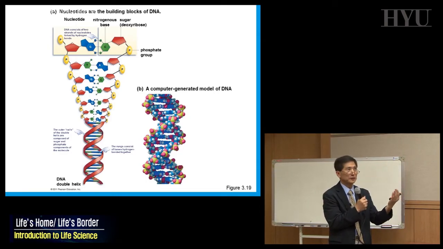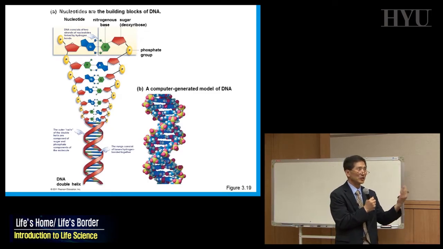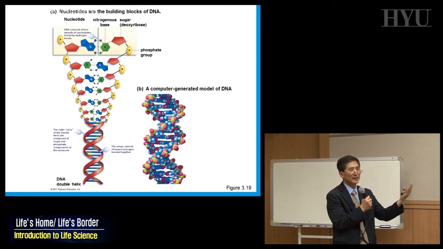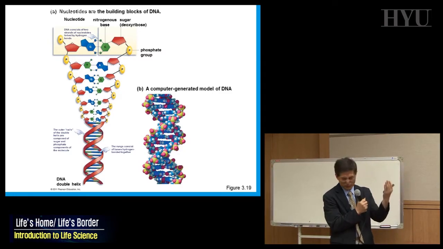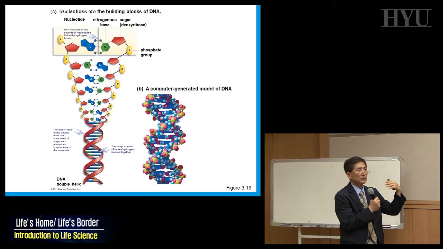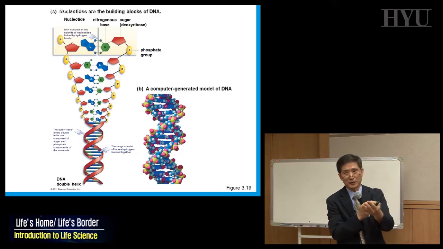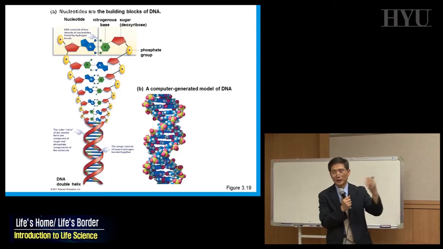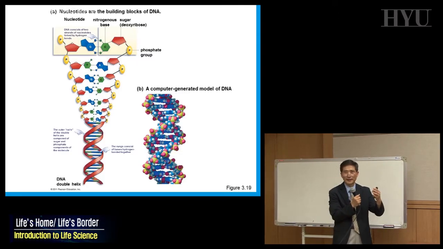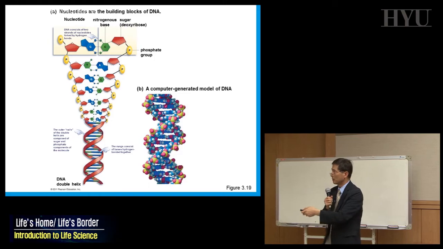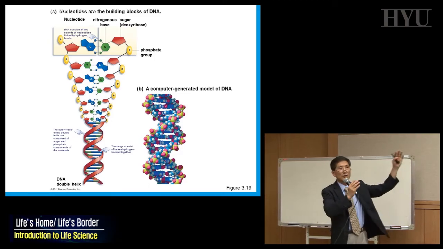So Watson was, when he made the discovery, 25 years old. He just got his PhD in US and went to United Kingdom, England, and he was doing his postdoc. And his partner, Crick, was a graduate student in physics department, a little bit old graduate student, about 30-something. And they discovered this structure.